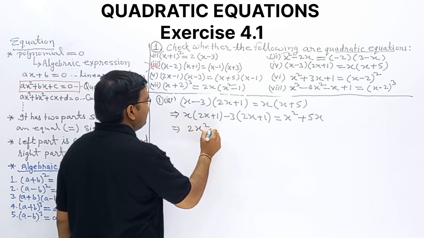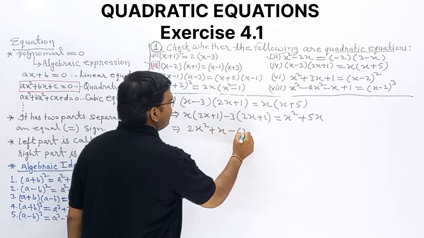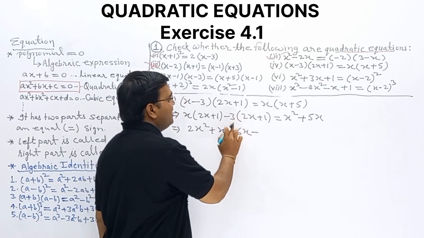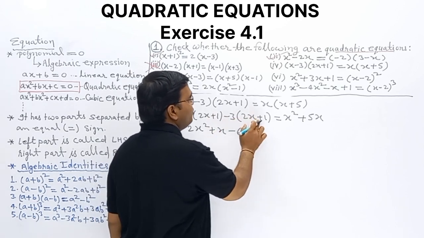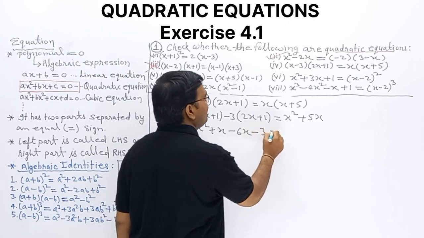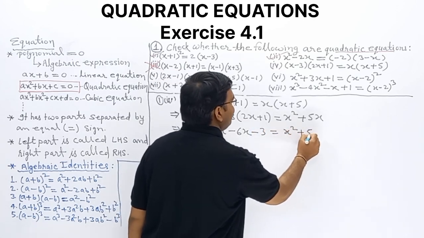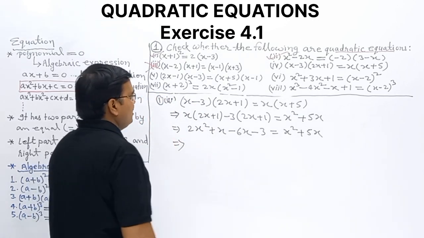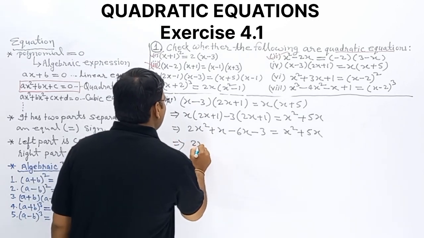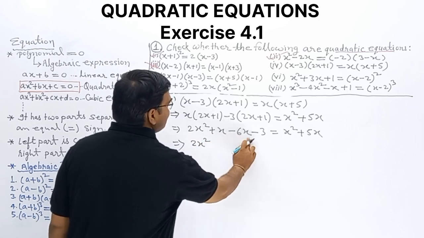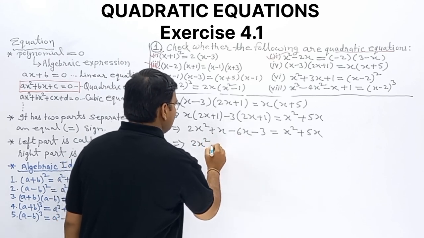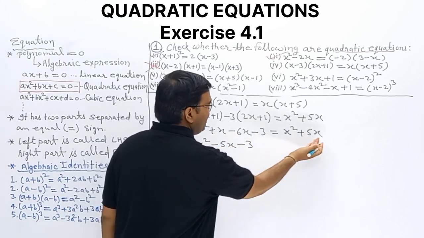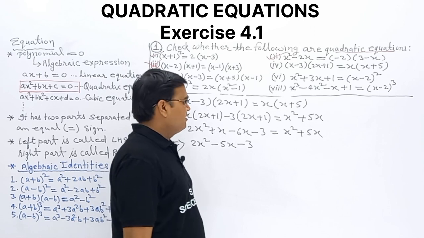How? 2x square plus x minus 6x minus, there is a minus outside, so minus plus minus minus plus minus, minus into plus will be minus 3 equal to x square plus 5x. Observe carefully, solve this one. Now what we are having, 2x square, this is the plus x, this is a minus 6x. What is the remaining? Minus 5x is remaining. Minus 3, bring these to the left hand.